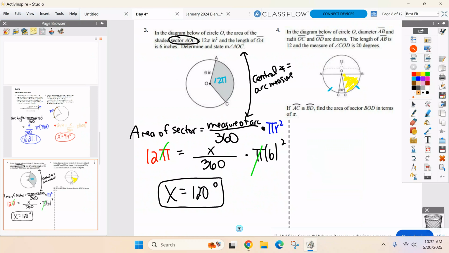The angles. What type of angles? Central angles are congruent. So now you can figure out the measure of arc DB. All of them add up to 180, those three, and you already got 20, and the other two are congruent.